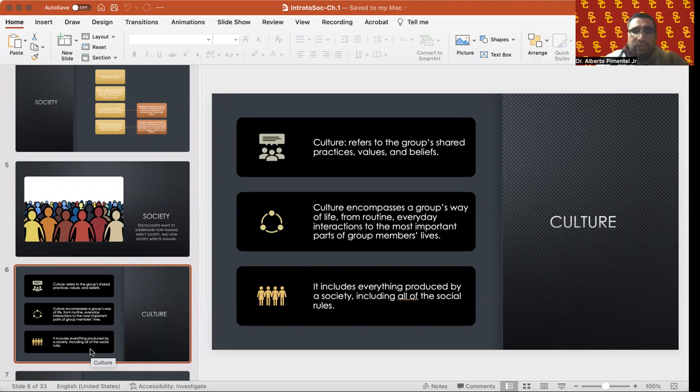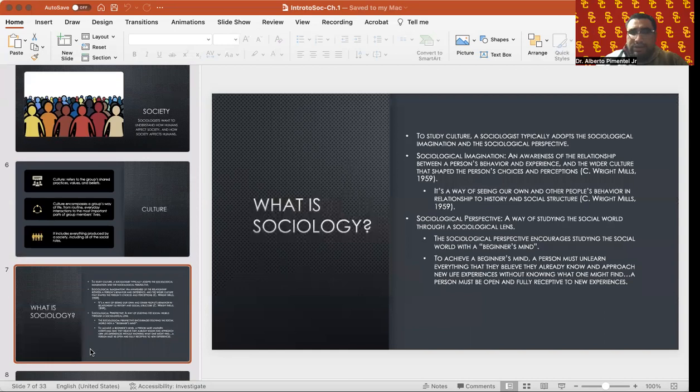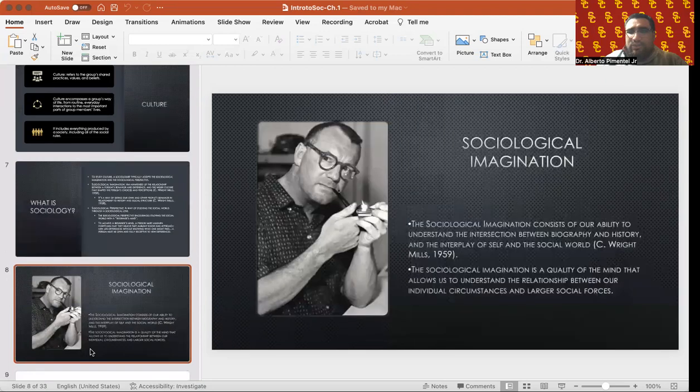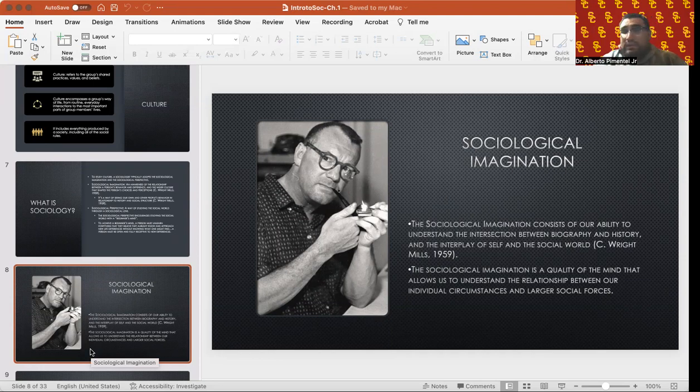When you think of culture, I want you to think about the fact that we have something called the sociological imagination and the sociological perspective. The sociological imagination is essentially the relationship between our personal biographies and the history of society in understanding our sense of self and our role within society. We want to begin to understand how our individual circumstances are influenced by larger social forces. In other words, how are our personal troubles affected by larger social issues?